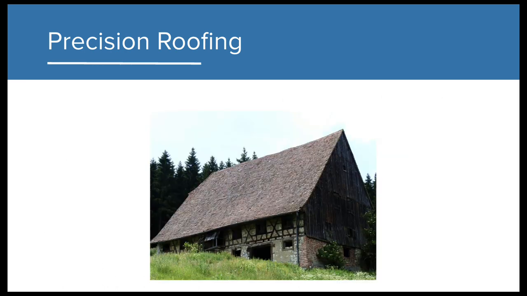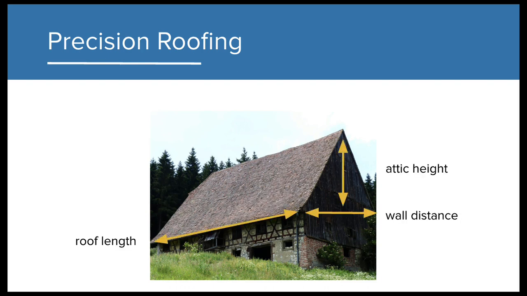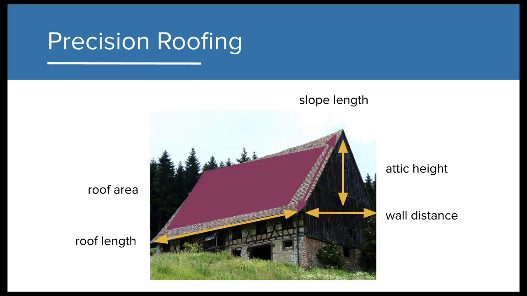We'll go over this in more detail later, but in general, the company needs to factor in the attic height, the distance between the walls, and the length of the roof. From there, we'll be able to calculate the length of the slope of the roof and the area of the roof. These calculations help them determine how much material they'll need for the roof.